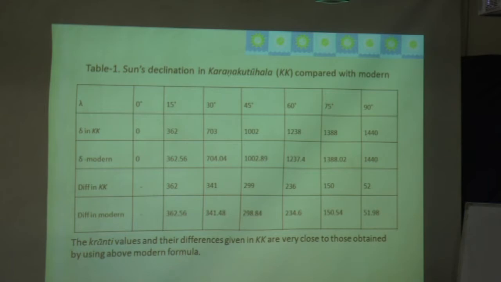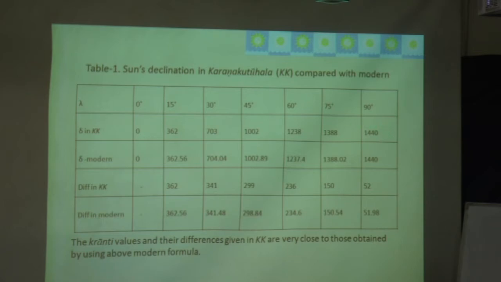So KK, in the sense Karnakutuhala, in this case, the deltas when I calculated with the help of the Karnakutuhala come to be, for 15 degrees 362, 30 degrees 703, 45 degrees 1002, and for 60 degrees 1238, all in arc minutes, and for 75 degrees 1388, and for 90 degrees 1440.